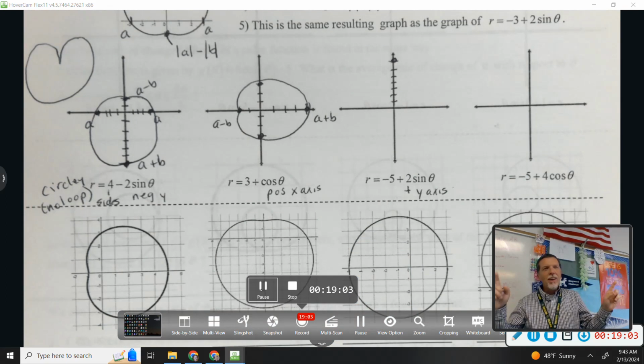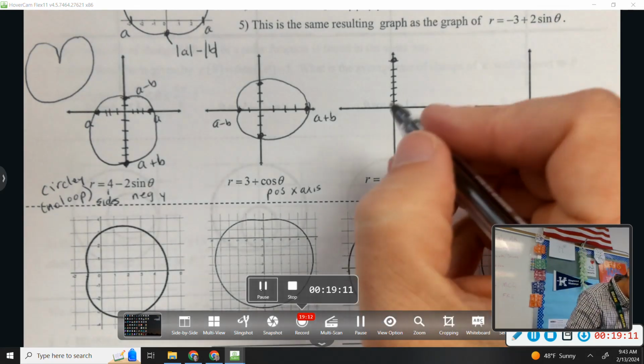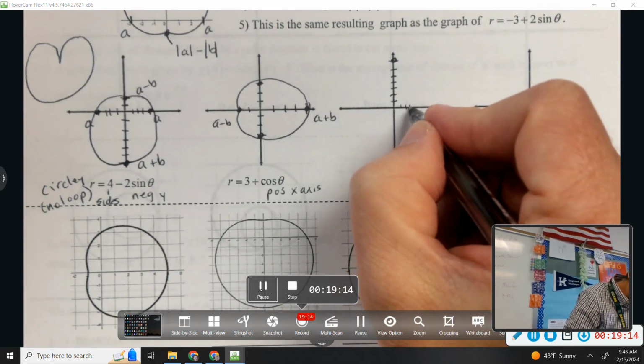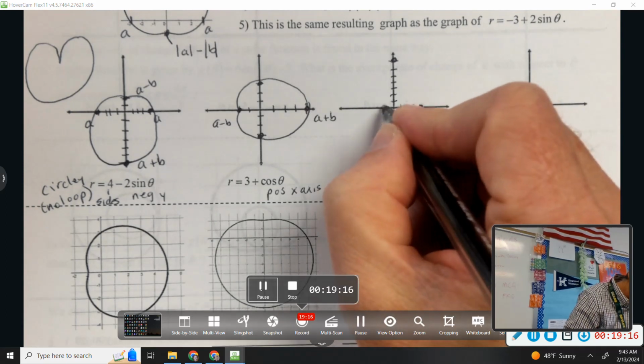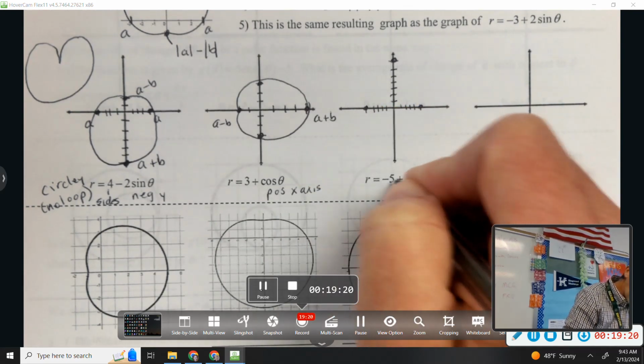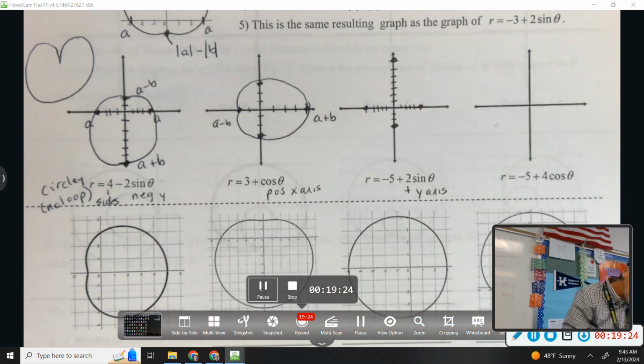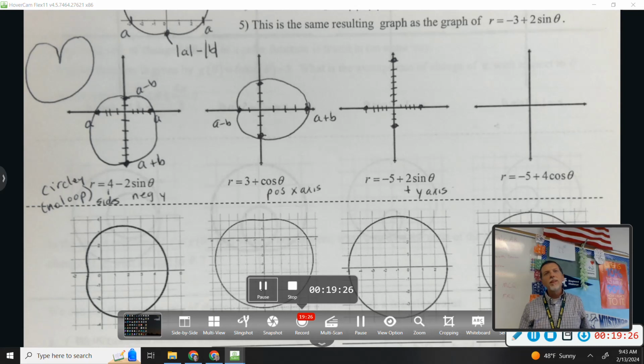Again, the negative means they're like switched, but that doesn't really matter, because if you switch the graph that way, it's going to be the same graph. 1, 2, 3, 4, 5. And then A minus B is 3. So there's my 4 key points. Again, please do not play connect the dots.